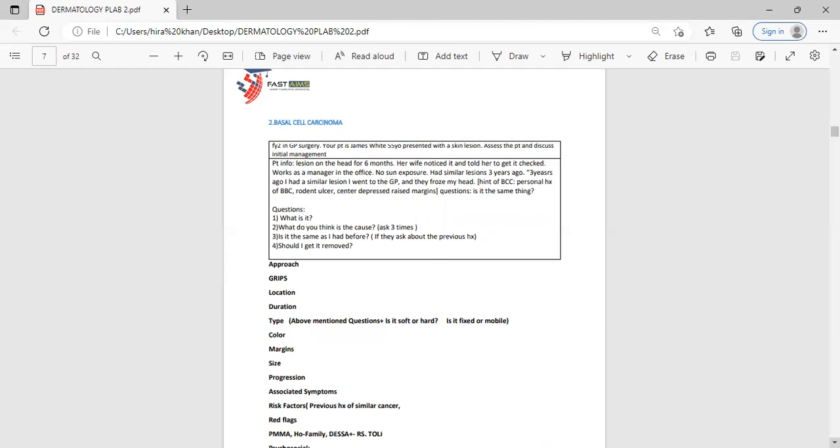So patient info. The patient has the lesion on the head for 6 months. Her wife noticed it and told her to get it checked. Works as a manager in the office. No sun exposure. Had similar lesion 3 years ago. Now, this is the very important point. 3 years ago, I had a similar lesion. I went to the GP and then froze my head.